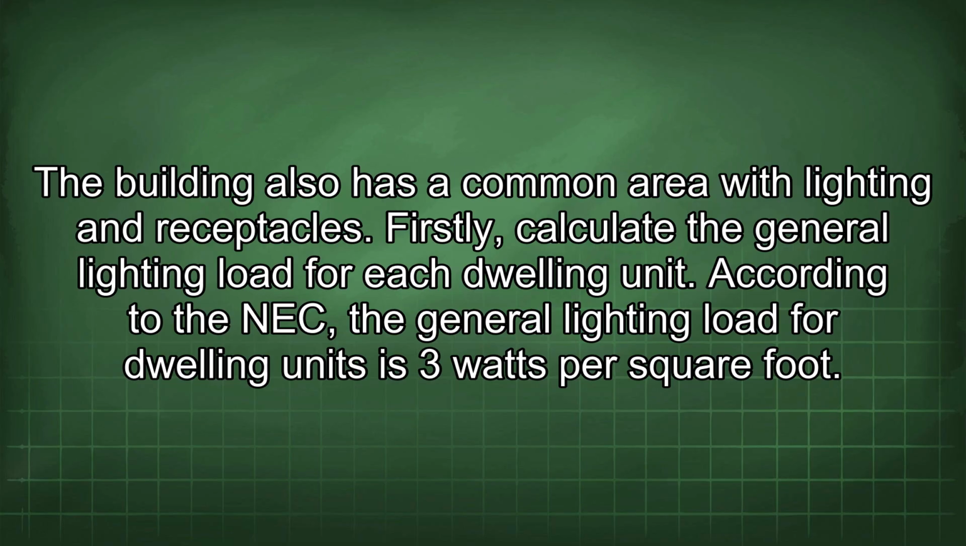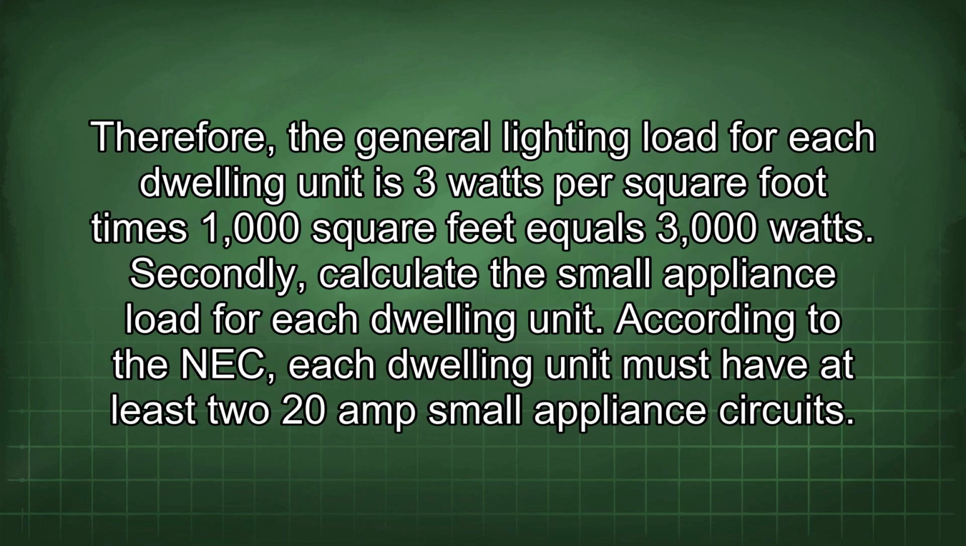Firstly, calculate the general lighting load for each dwelling unit. According to the NEC, the general lighting load for dwelling units is 3 watts per square foot. Therefore, the general lighting load for each dwelling unit is 3 watts per square foot times 1,000 square feet equals 3,000 watts.